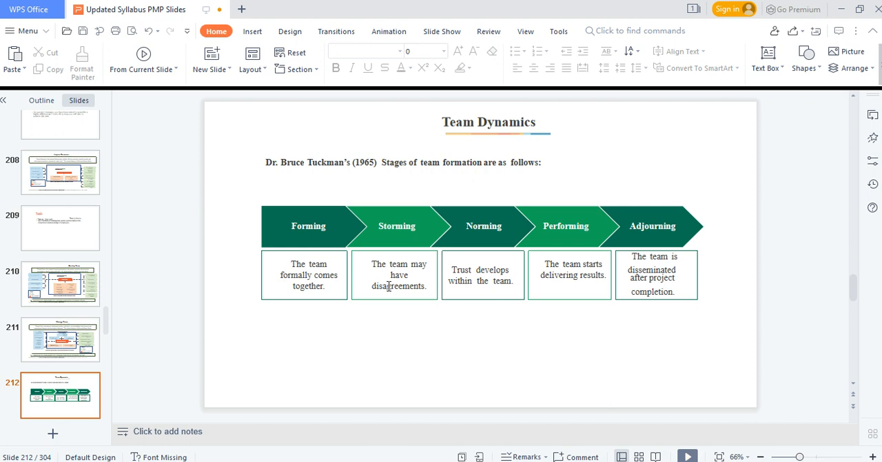With time, they start having disagreements: storming. When you have a stormy session, stormy weather, people don't tend to agree. And if you keep to all the things you've been learning with respect to human resource management, you may start having some norming. Trust develops within the team. Things now start becoming a norm. Now the team starts delivering results; they start performing. Then the team is disbanded after project completion.